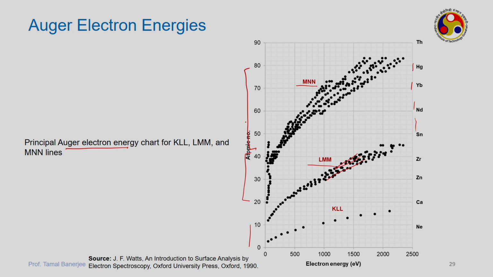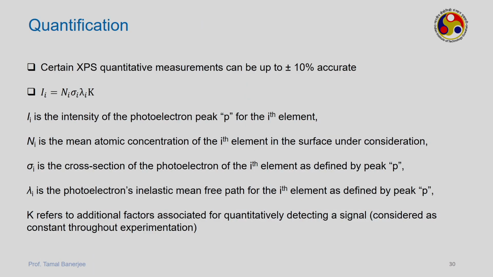So, the Auger electron spectroscopy gives the composition of the several elements. Quantification is not accurate, plus or minus 10% accurate. The total intensity is the product of the mean atomic concentration of the ith element in the surface under consideration, and sigma i is the cross section of the photoelectron of the ith element, and lambda i is the photoelectron inelastic mean free path for the ith element. K is the factor associated quantitatively with detecting a signal. So, this is more or less a formula used for measuring the intensity.